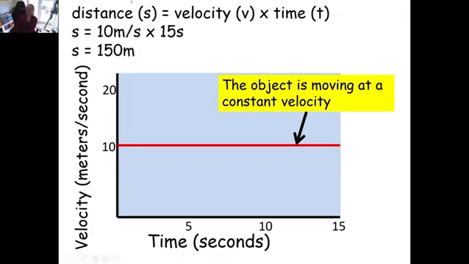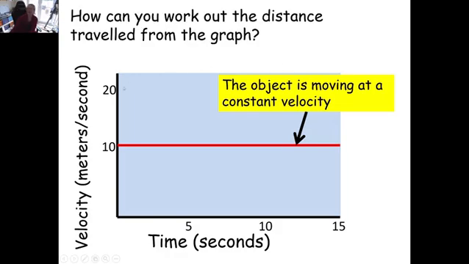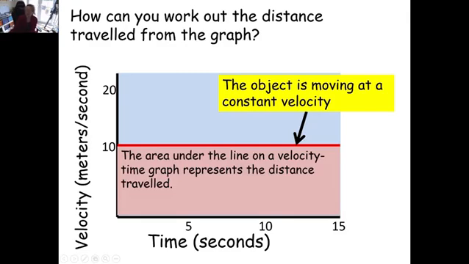Okay, so distance travelled is equal to velocity times time. So the velocity is 10 meters per second times 15 seconds, and that gives you a distance travelled of 150 meters. Now how could we use our graph here to work out the distance travelled? Well, quite simply, year 10, it's this area under the line. This area represents the distance travelled.